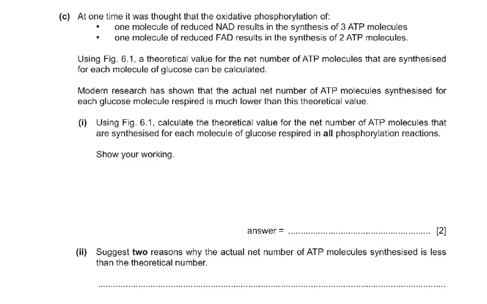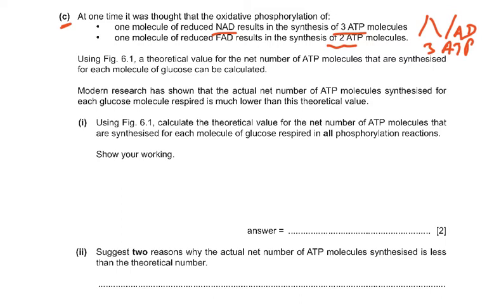At one time, it was thought, part C, that the oxidative phosphorylation of one molecule of reduced NAD results in the synthesis of 3 ATP. Yeah, we always learn that. I always tell you to remember it like this, there are 3 lines in N. So NAD gives you 3 ATP molecules. Then it could be coming in the next exam question. And one molecule of FAD gives you 2 ATPs. So this is some information that we always give you.